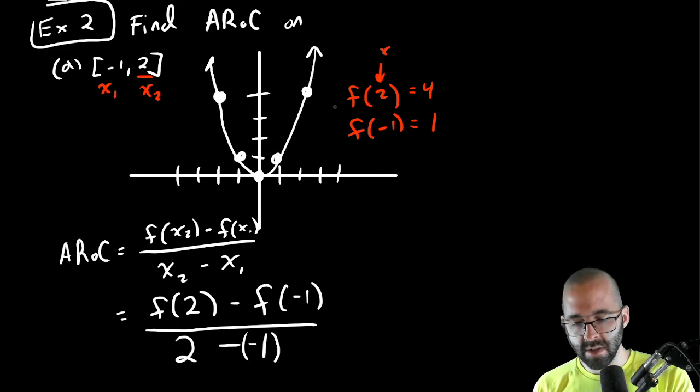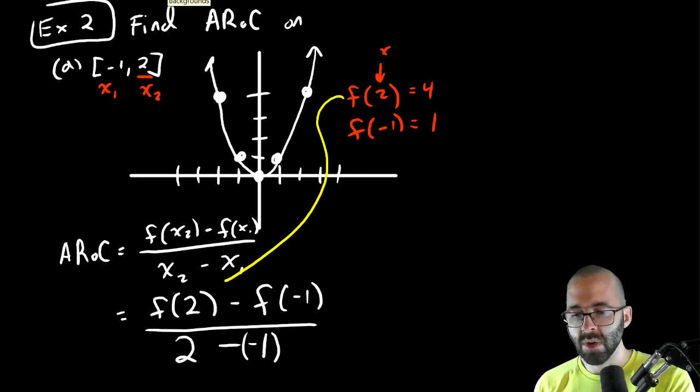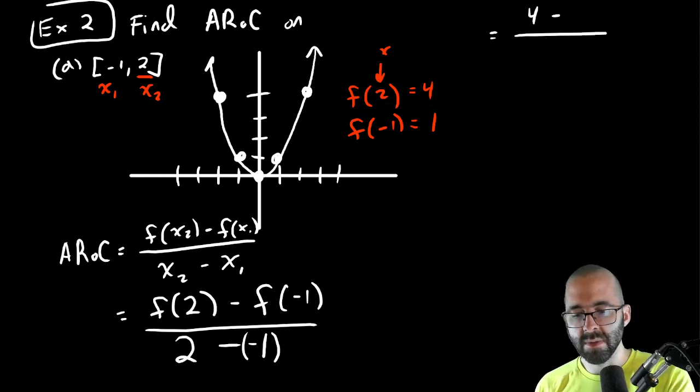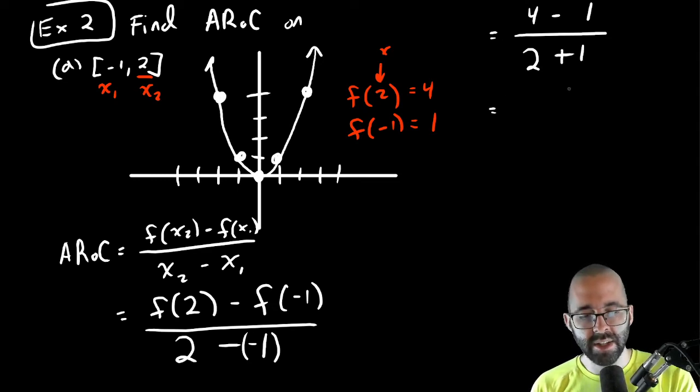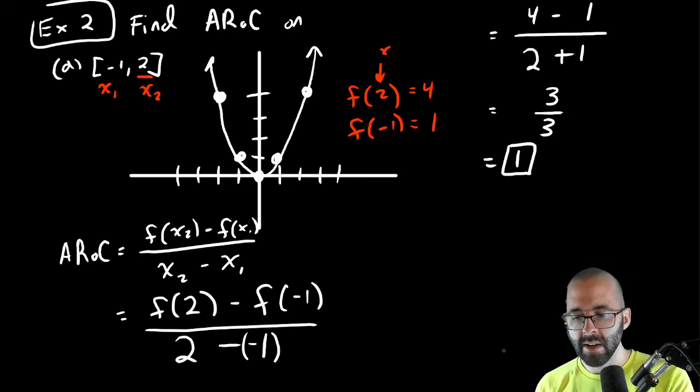So again, let's go back and replace these. f of 2 is equal to 4, so replace f of 2 with 4. f of -1 becomes +1. The denominator is 2 minus a -1. The negatives cancel. It becomes 2 plus 1. Let's just simplify it. We get 3 over 3. This is the average rate of change. And there's no units here because it's not an application. And that's our final answer for part A.